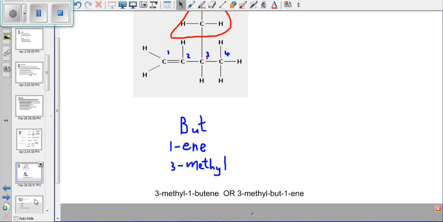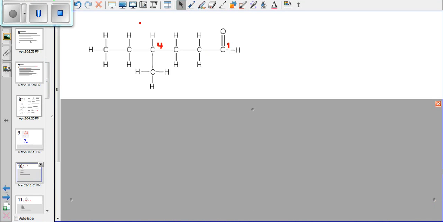Now let's take a second example. Here again we must identify the longest chain, and we must start naming from the double bond attachment, or in this case a C double bond O, a carbonyl attachment, and it's at the end, so this becomes an aldehyde. If we count the carbons in the line, starting from here, we've got 1, 2, 3, 4, 5, 6 carbons in the line.